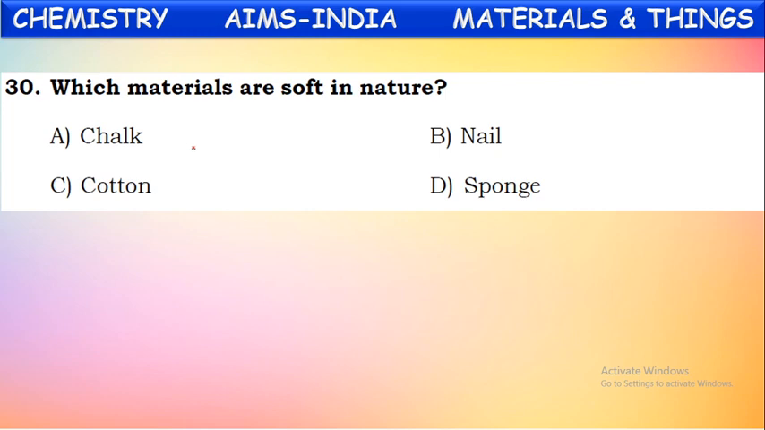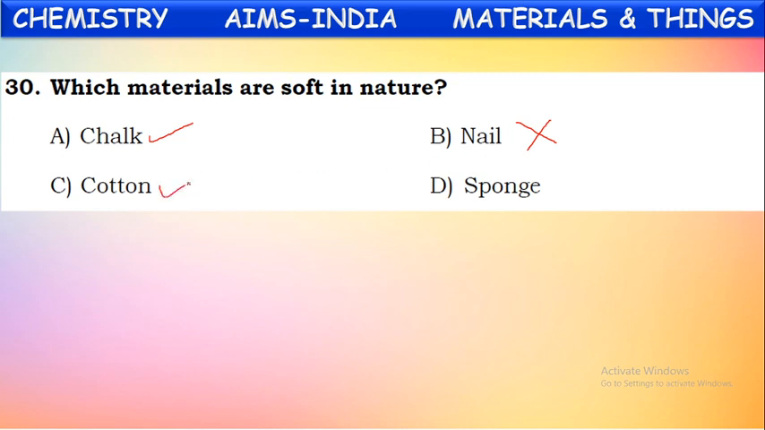Is chalk a soft material? What do soft materials mean? The materials which can be compressed or scratched easily are called soft materials. Say chalk can be scratched easily, so it is a soft material. Nail cannot be compressed or scratched easily, so it is not a soft material. It is a hard material.